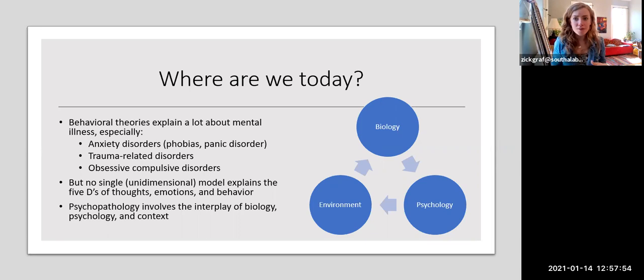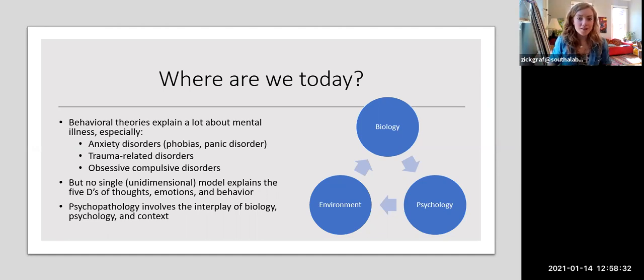And in fact, no single unidimensional model, no one explanatory model can really explain the complexity of human behavior and human psychology. So our modern understanding of psychology is that psychopathology is a complex phenomenon that is influenced by and involves the interplay of our biology, so our physical bodies, our brain structures, the neurochemicals that we produce, psychology, so our learned behaviors, our emotions, the ways that we think about and interpret the world, our belief systems, and the environment.